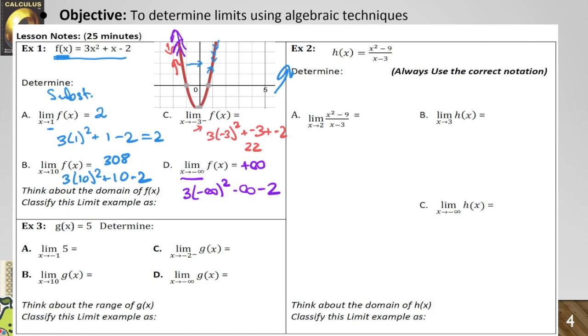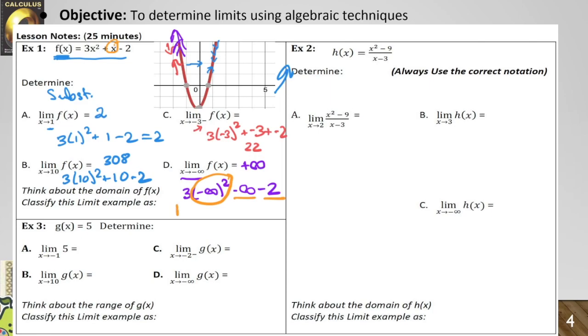Now, think abstractly. -infinity squared is actually much bigger than -infinity. These two terms at the end are considered lower order terms because x to the first power is not as powerful as x squared, and of course the constant -2 is not as powerful either.